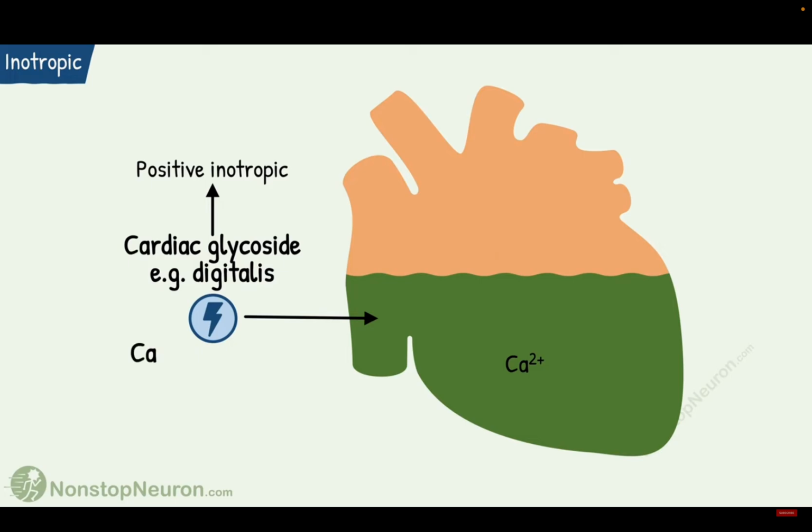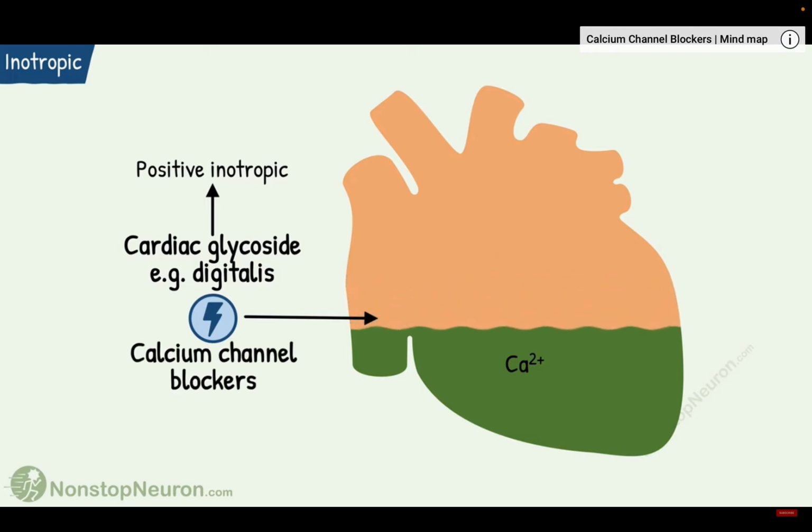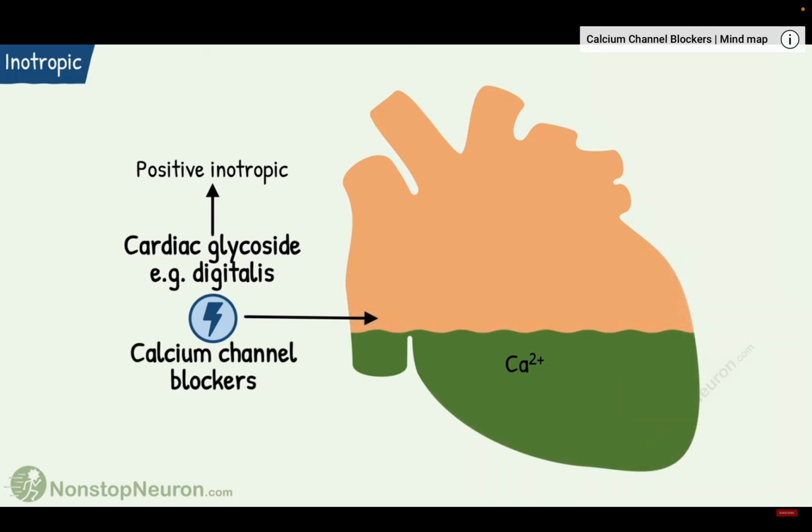On the other hand, calcium channel blockers decrease the calcium levels. This leads to a decrease in force of contraction, also called a negative inotropic action. So these were inotropic actions. Next are dromotropic actions. Dromo means running. Okay, but who's running here?